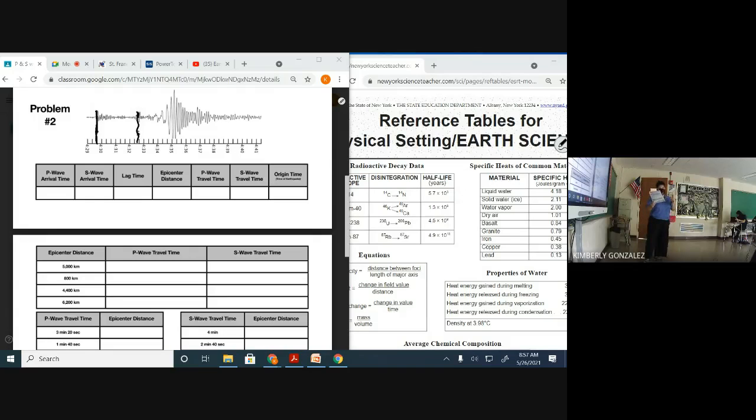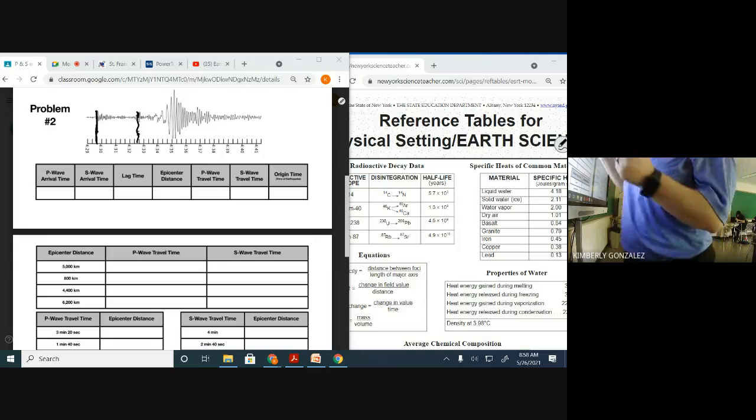So if you have P wave arrival time of 4:29:40, and the S wave arrival time of 4:32:30. So let's look. So P wave arrival time is 4:29:40. Oh wait, no, I lied. The whole thing disappeared.